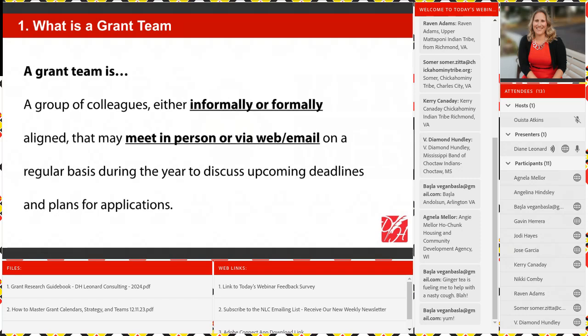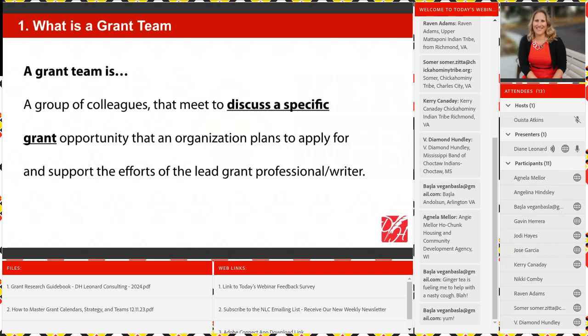A grant team is a really flexible definition. It's a group of colleagues that could be coming together formally every month in person or every other month via Zoom, or it could be a group of colleagues that come together on an ad hoc basis as needed during the year to talk about specific large applications. So there's a fair amount of flexibility for what a grant team looks like, and across our entire client roster, grant teams look a little bit different in each and every one of our client organizations, but all of them have a grant team where their colleagues are thinking about how to be successful together.